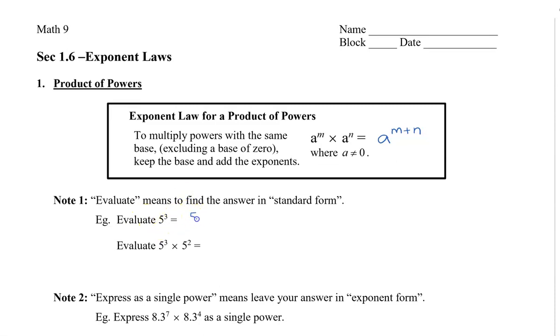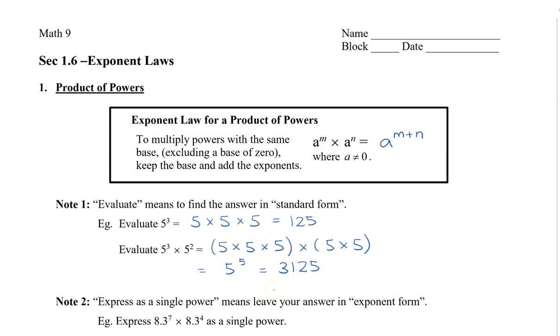So here we say to evaluate 5 cubed. So 5 cubed means 5 times 5 times 5. And we can see that's 125. Now, if you have 5 cubed times 5 squared, if I expanded each one separately first, we can see that's 5 times 5 times 5 for the 5 cubed, and then 5 times 5 for the 5 squared. So really, this just means that we have 5, and then there are 5 5s, so it'll be 5 to the power of 5, and that equals 3,125.